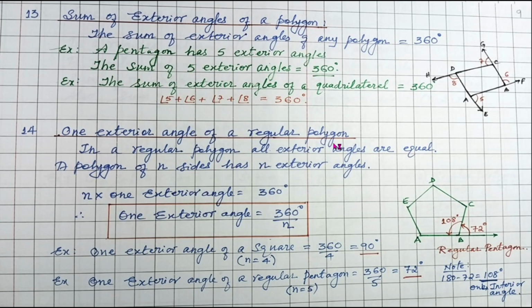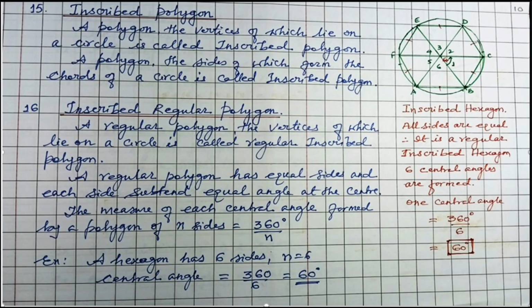One exterior angle of a regular polygon. Now if you take a regular polygon, the sum of exterior angles is again 360 degrees. Since it has n sides or n exterior angles, one exterior angle will be equal to 360 degrees divided by n. So to find one exterior angle of a square, divide 360 by 4, that is 90 degrees. One exterior angle of a regular pentagon will be 360 divided by 5, that is 72 degrees. Remember that. So that is the method of finding one exterior angle of a regular polygon.